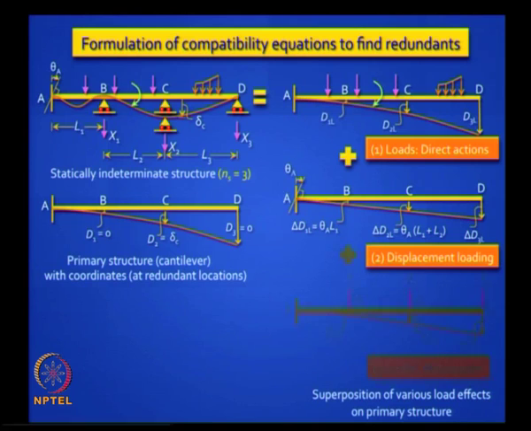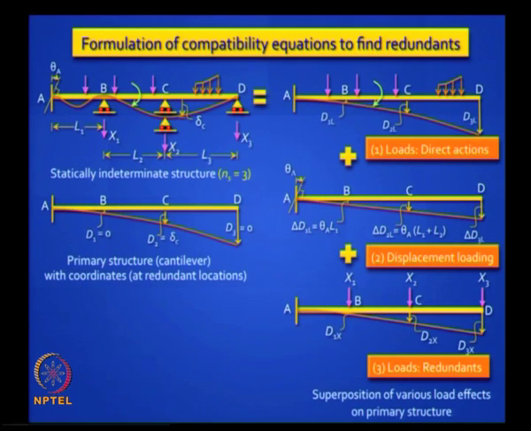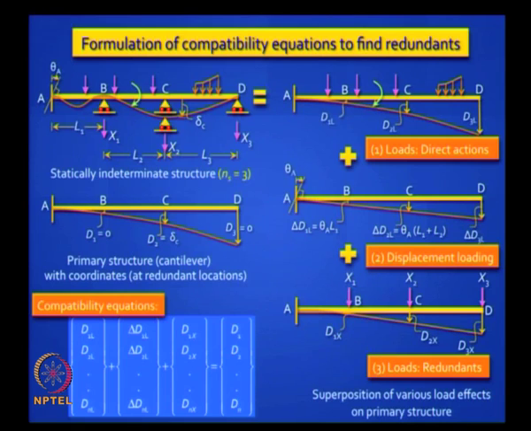Now you apply the redundants. Let us put them all together in the beginning. You apply x1, x2, x3, and let us say the deflections that you get at 1, 2, 3 are d1x, d2x and d3x, and now you are in a position to write the equations of compatibility. What would they look like? They will look like this. In general, you may have n locations, n displacements, n degree of static indeterminacy. So what I have written here, the first vector, first column on the left side is the deflections that you get by the direct forces on the primary structure, which is what we showed here.